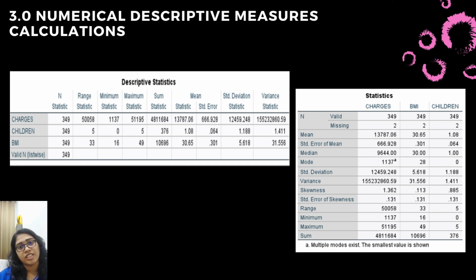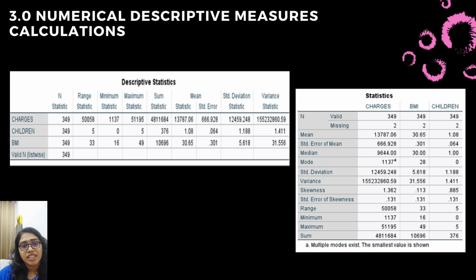sum statistic is 376. Mean statistic is 1.08 and standard error is 0.64 and standard deviation statistic is 1.188 and variance statistic is 1.411. And lastly, we're going to see the BMI.